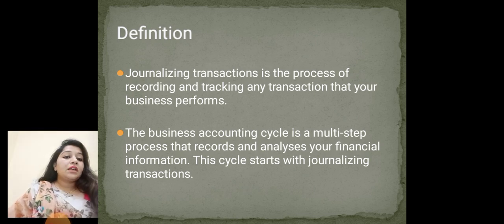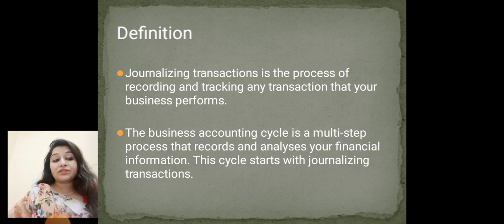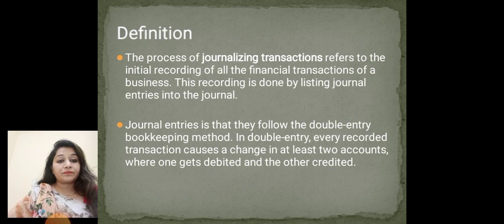The business accounting cycle is a multiple step process that records and analyzes your financial information. This cycle starts with journalizing the transaction. This is the first and the basic step. The process of journalizing transactions refers to the initial recording of all the financial transactions of a business. This recording is done by listing the journal entries into the journal.